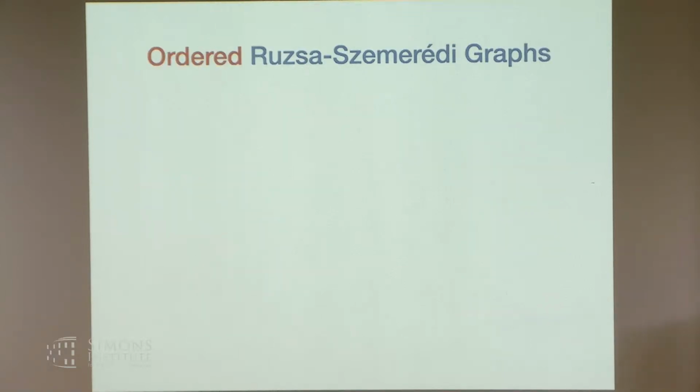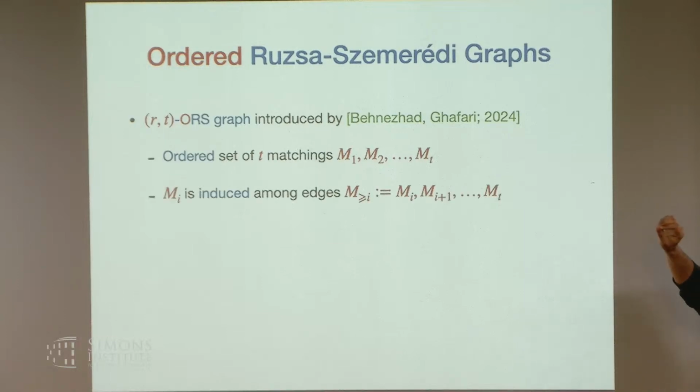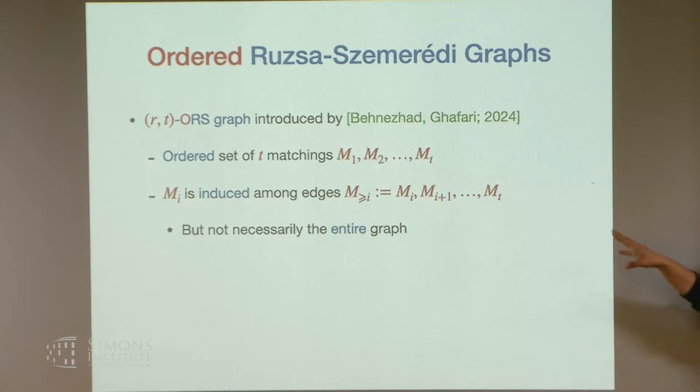Now, Sohail and Alma defined this ordered RS graph. The same setting, really, R and T, etc. Everything the same, except that these matchings are now ordered. The set of matchings are an ordered set. You have M1 to MT. I will define them in the opposite direction. Here, MI is induced among the edges from MI to MT. So when you want to talk about the inducedness of MI, you will ignore the edges of matchings that appear before MI. So these matchings are not induced in the entire graph, but induced from MI to MT in the superscript.